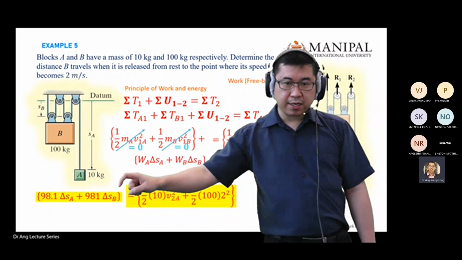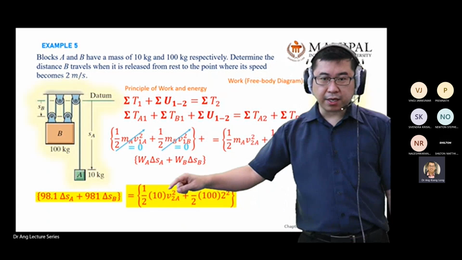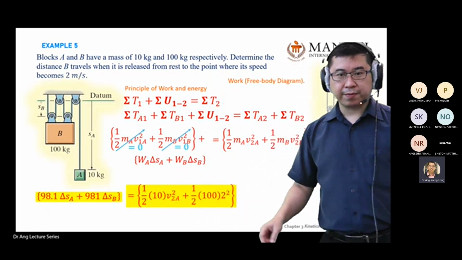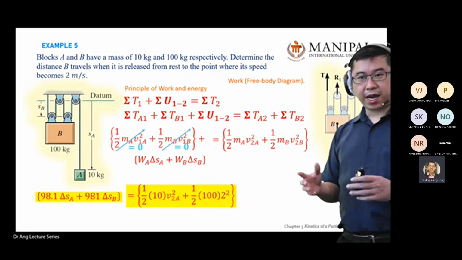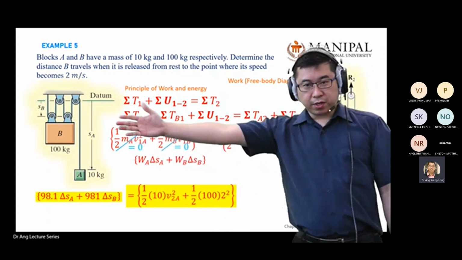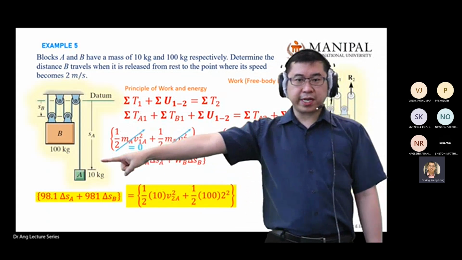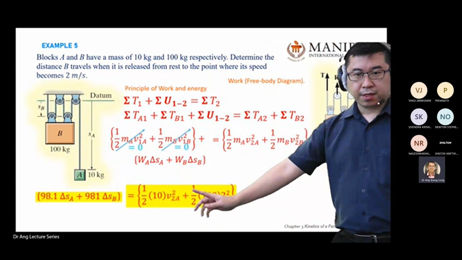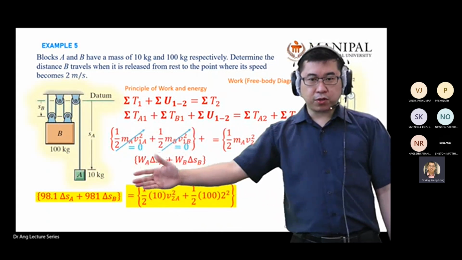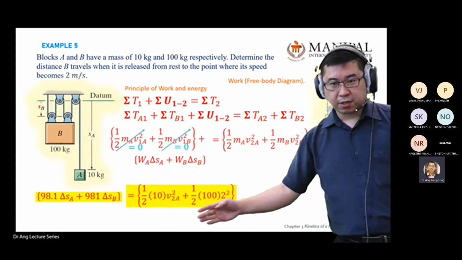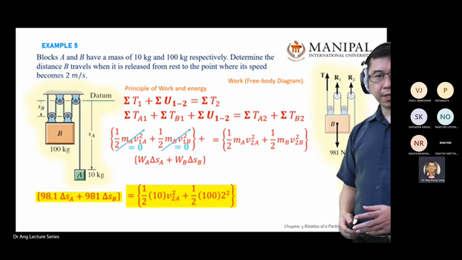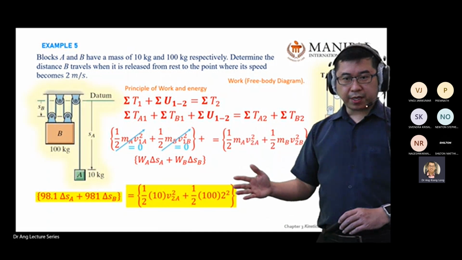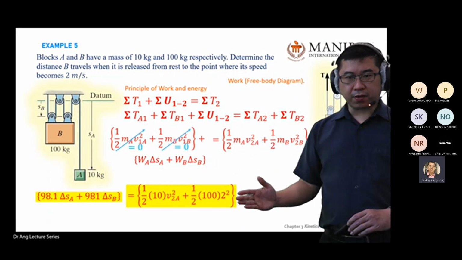Unknown SA, unknown SB, unknown V2A, you have 3 unknowns there. So you need another equation. When you see a pulley system, always link SA and SB with the length of the cable. After that, you substitute inside here and solve the remaining question. Stop me if you're not able to understand what this equation is about.